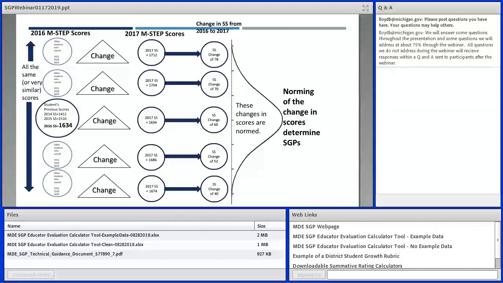The student who had a much larger change had a student growth percentile of 95. The student who did grow but grew much less than the other students within her comparison group had an SGP of 5, indicating a smaller amount of growth, but still growth. So these provide percentiles that indicate the magnitude of growth. And that is, perhaps oversimplified, an explanation of how SGPs are determined.